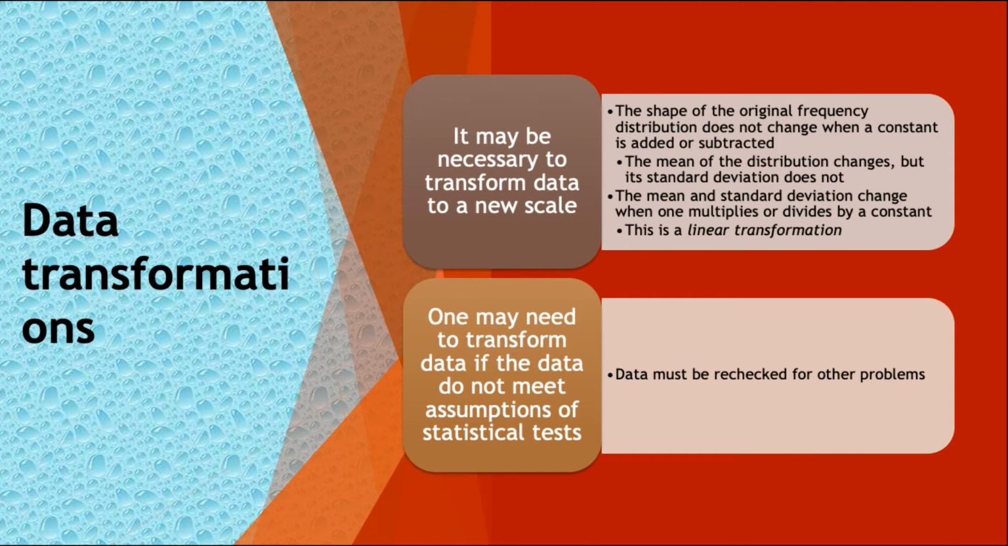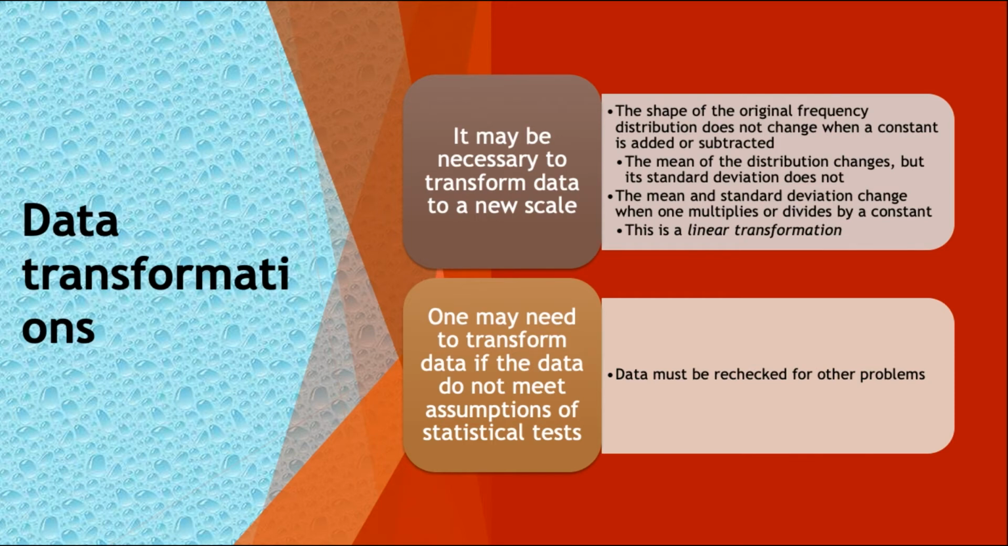Conversely, you may add a constant to each score in order to eliminate negative numbers. When you add or subtract a constant, the shape of the original frequency distribution does not change. The mean of the distribution changes, but its standard deviation does not. When you multiply or divide by a constant, both the mean and standard deviation change. Such transformations, called linear transformations, simply change the magnitude of the numbers representing your data, but they do not change the scale of measurement.